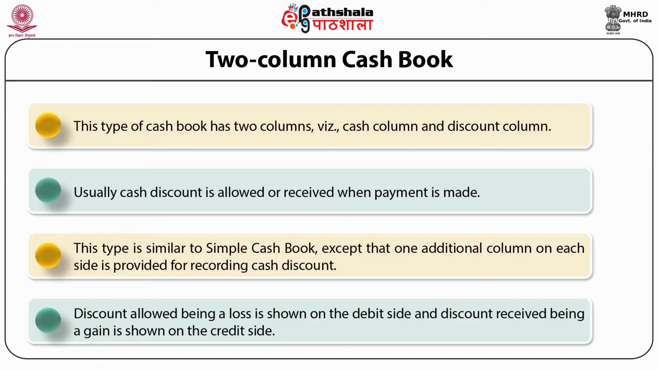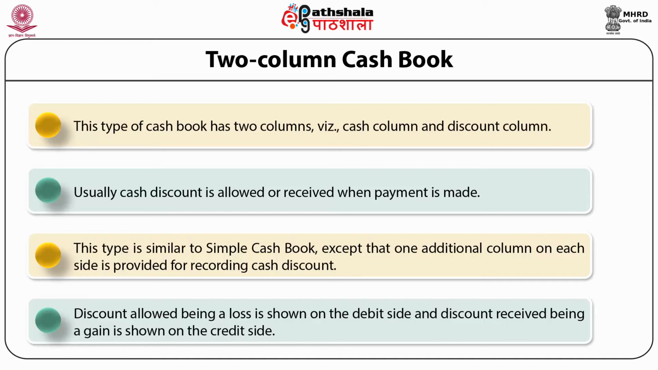On September 10, on credit side, by Bihari. In discount column, we'll write rupees 10, and in cash column, we'll write rupees 290. September 27, credit side, by salary rupees 50. September 28, credit side, by rent rupees 380.